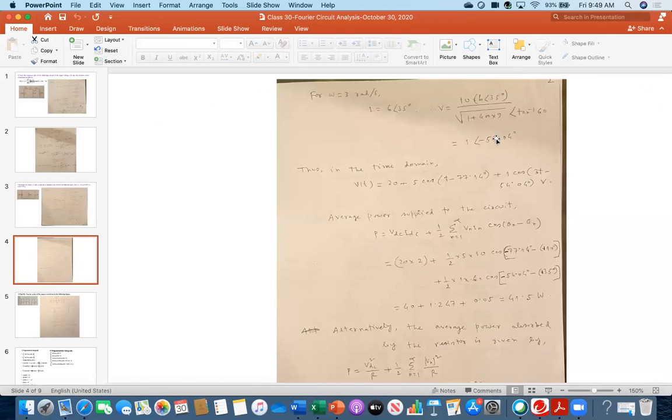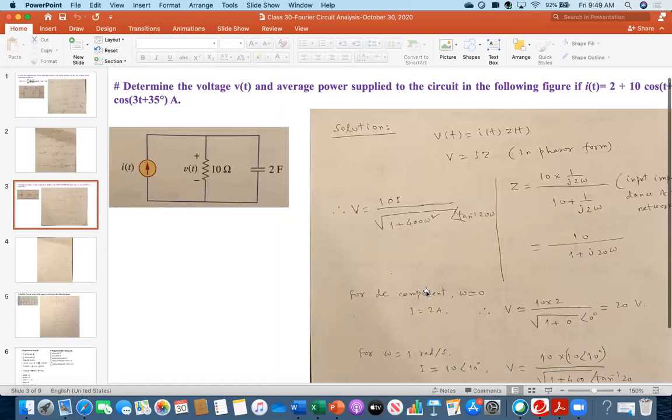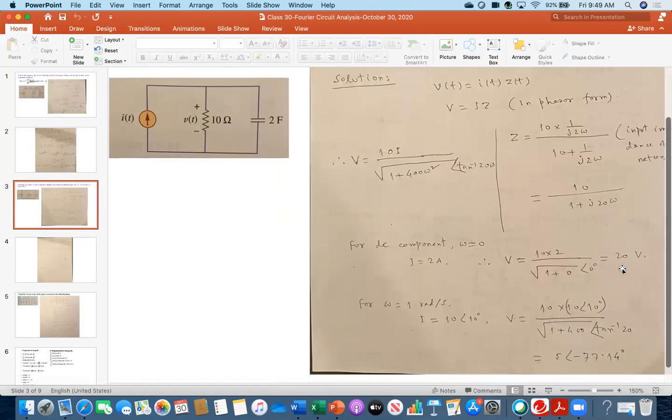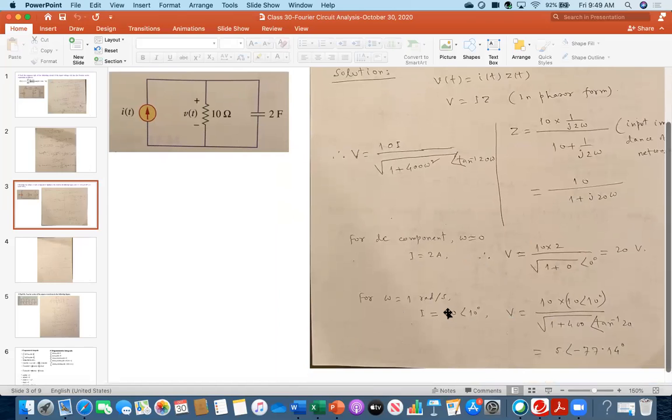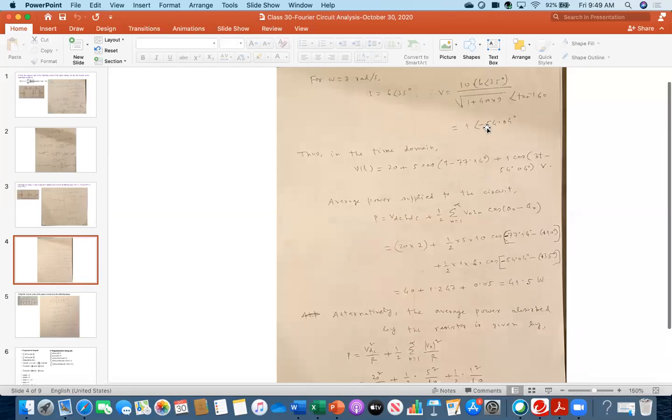So that's how I did it. Root over 1 plus 400 times omega squared, which is 9, and tan inverse 60. If you simplify this one, you should be getting approximately 1 at an angle of minus 54.04 degree. So you are done. You calculated for all 3 terms of the voltage. Previously you got 20 for the DC component, and 5 for the second component. Now you just sum up 20 volt plus this one plus the third term.